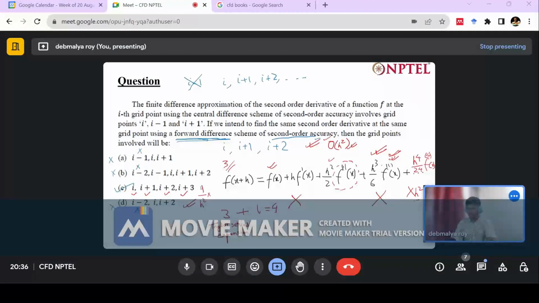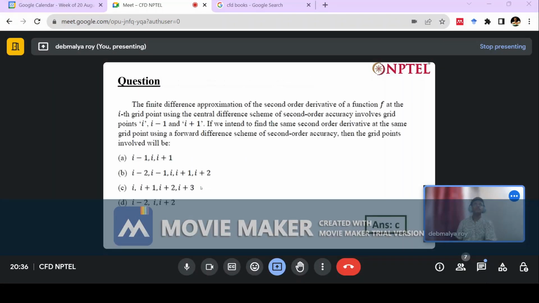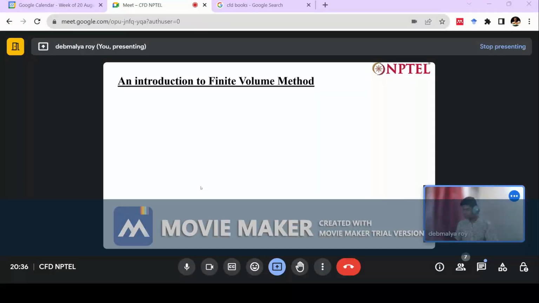Okay. All right. Okay. If there is any question, please let me know. Otherwise, I will give you a very short introduction of this finite volume method. And today we had a lot of disturbances with the internet connection as well. We lost some time there.